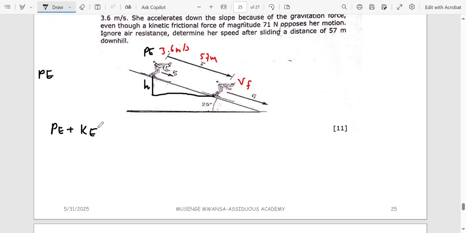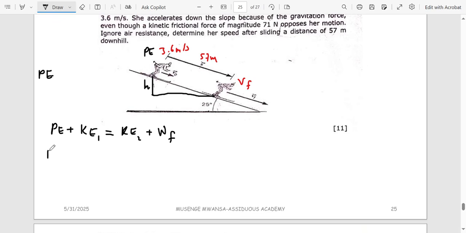Okay. So these two energies are going to be equal to, as you slide down, you are going to convert the energy to kinetic energy because you'll be moving down. But remember, there is friction in this motion. So some of the energy that you had at the beginning will be used to overcome friction. So there will be work that will be done against friction.